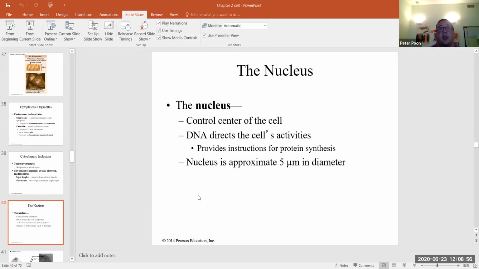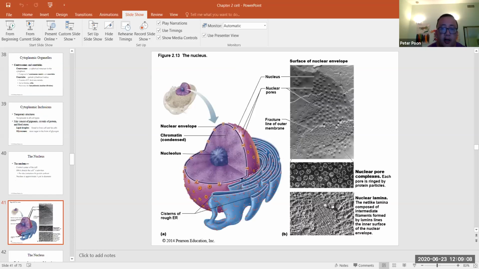The nucleus is the control center of the cell. The DNA directs the cell's activities. It provides instructions for protein synthesis. So here is the nucleus. The nucleus is where your DNA is kept. I'm sure most of you already know that one too. Because your DNA is important, it is important that the nucleus is more protected than the rest of the cell.